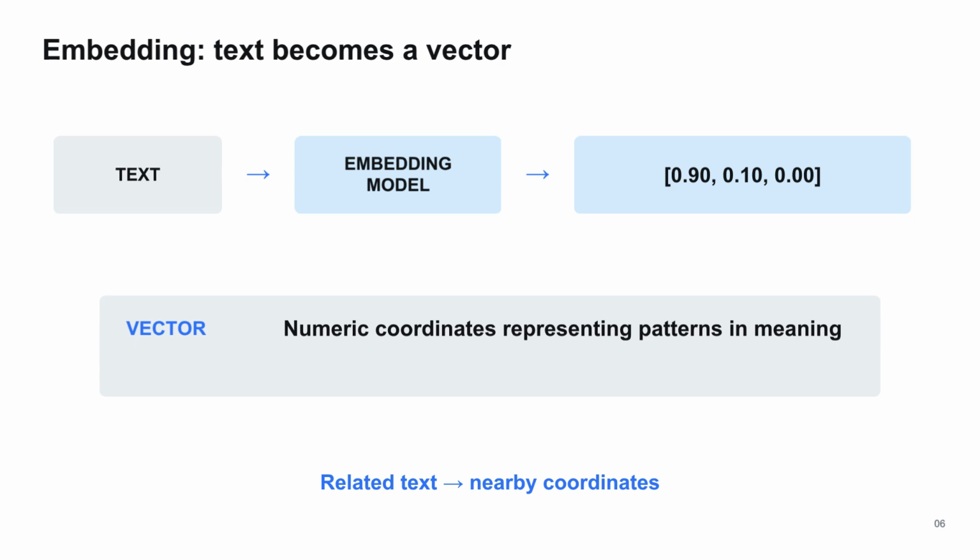Here we have embedding. An embedding model converts text into a vector, which is a list of numbers. Think of it as coordinates on a meaning map. In the next slide, we will see an example of a meaning map. Related text should receive nearby coordinates. The three number vector shown here is only a teaching example. Real models usually create much larger vectors.